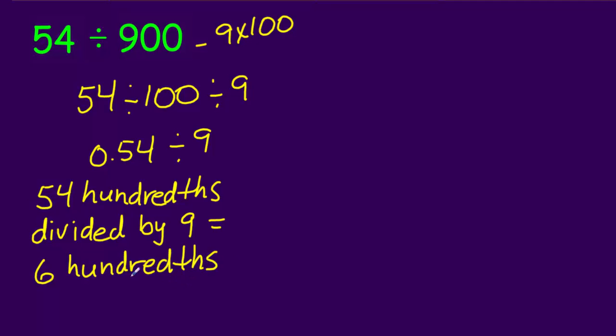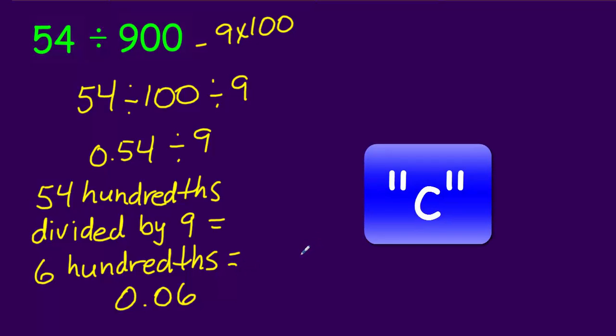And you guys, we're good at rewriting this now. 6 hundredths, I think, is written like this in standard form.